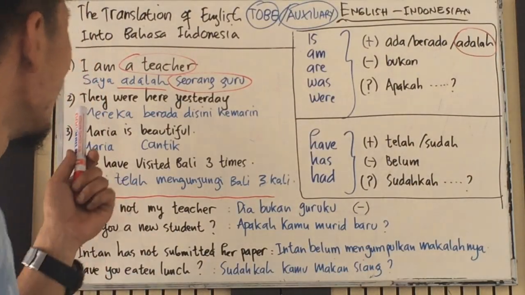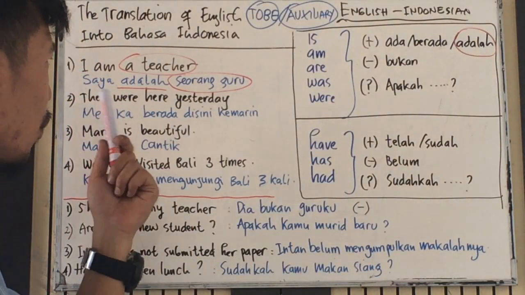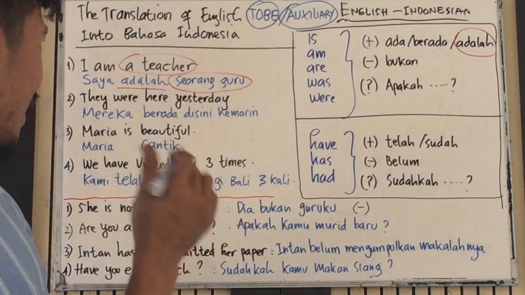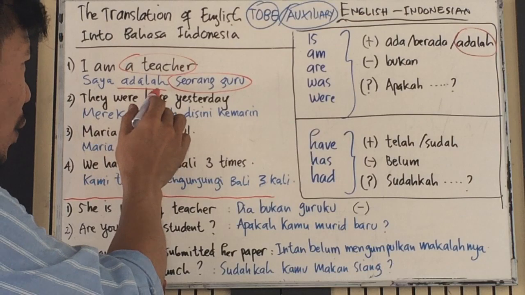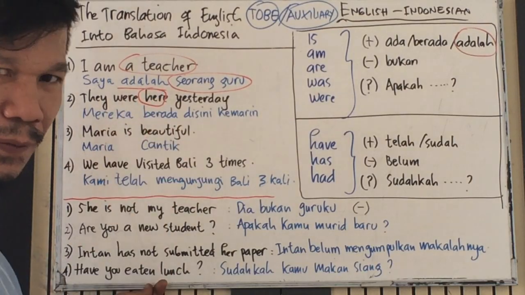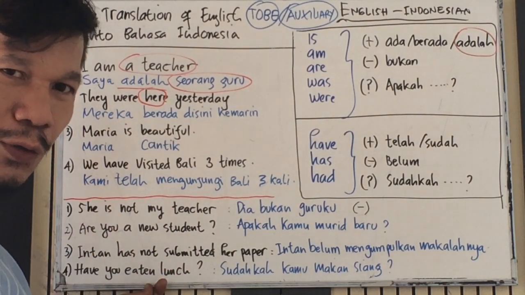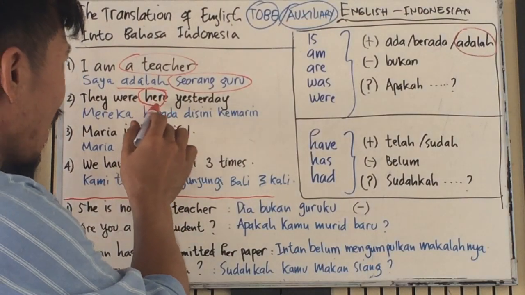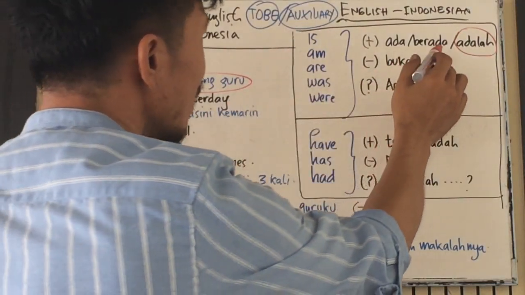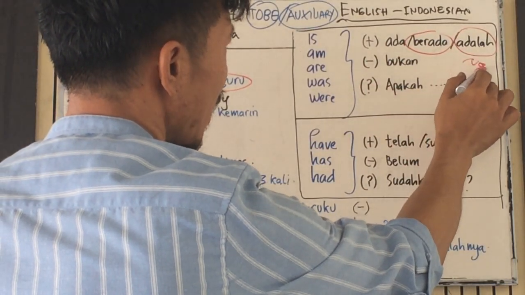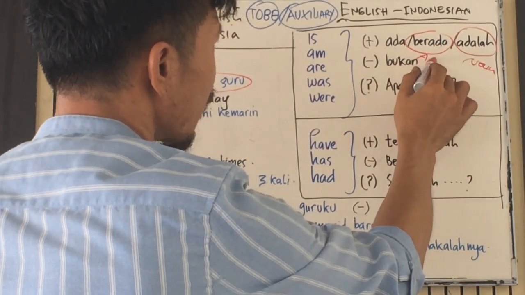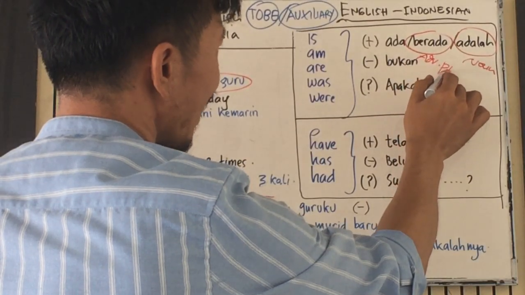The second one: They were here yesterday. Look at this, here is an adverb of place. So if we use an adverb of place, we translate the to be into berada. So this is for a noun, and this is for an adverb of place.